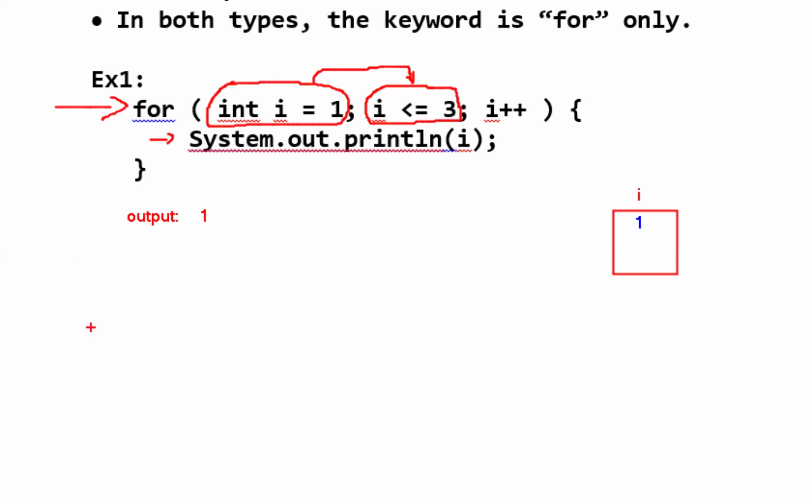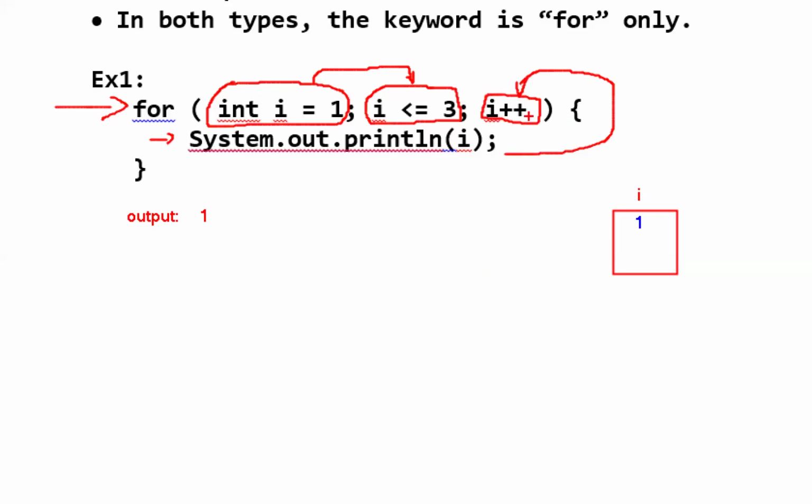Output printed is 1. Tell me, after executing the statements are completed, where does control go? I will go to increment. This part is called the increment part. Am I clear, folks? Tell me, what's the value of I?